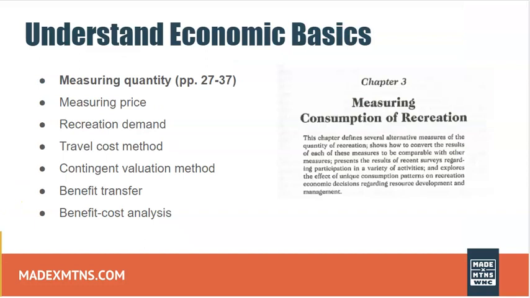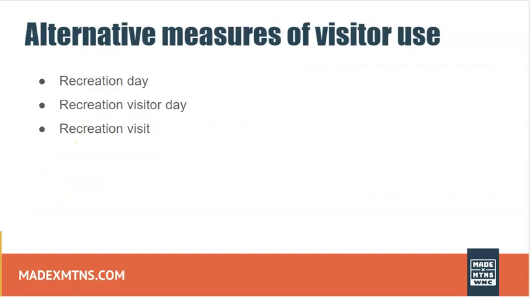Okay, so to start that discussion off, let's look at chapter 3 of this book, and I'm going to be covering pages 27 to 37. The chapter starts off just talking about alternative measures of visitor use. This is important for both benefit cost analysis and economic impact analysis. So there are 3 measures: recreation day, recreation visitor day, and recreation visit.